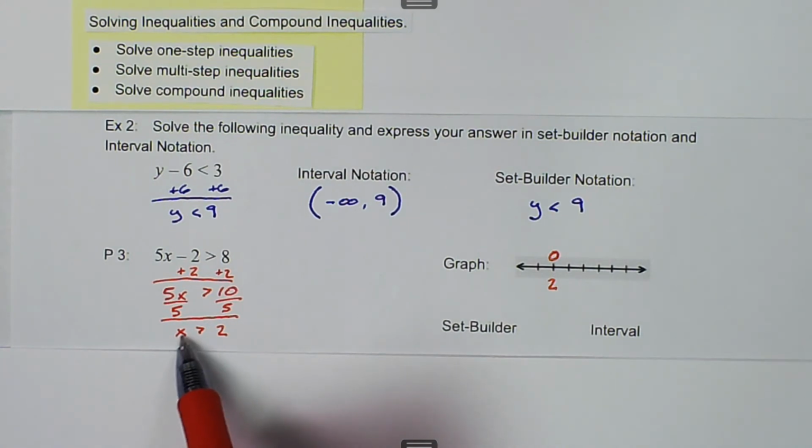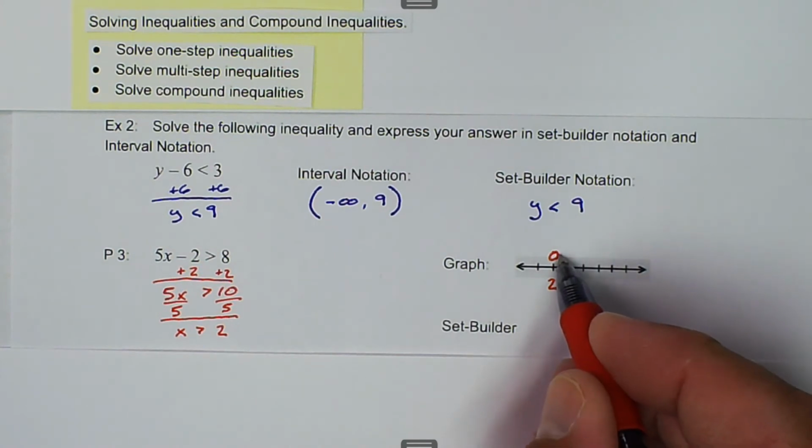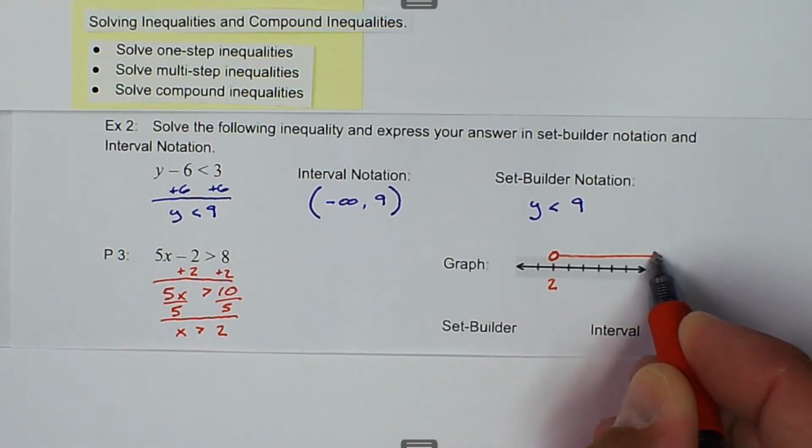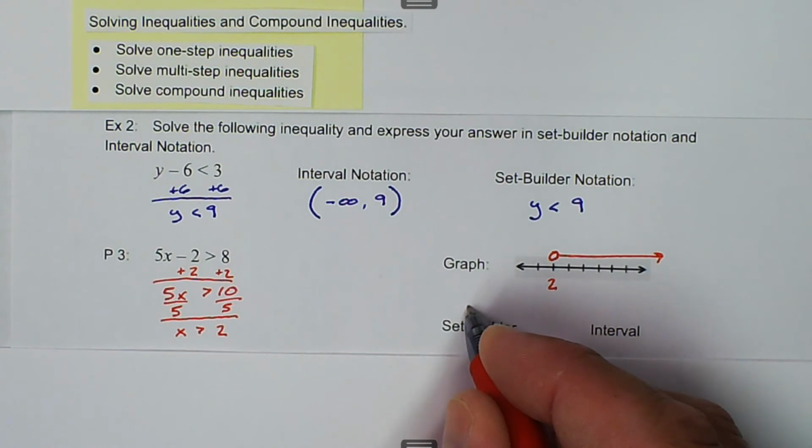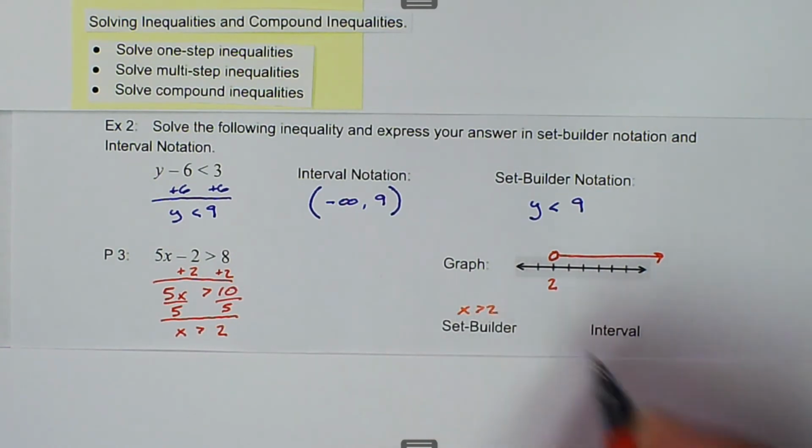Now, as long as the variable is on the left, the arrow will point the same way as the inequality. So variable on the left, x is greater than 2. So it's going to be every number that's greater than 2. If we look at it in set builder notation, it's actually written right here already. So we have x is greater than 2.